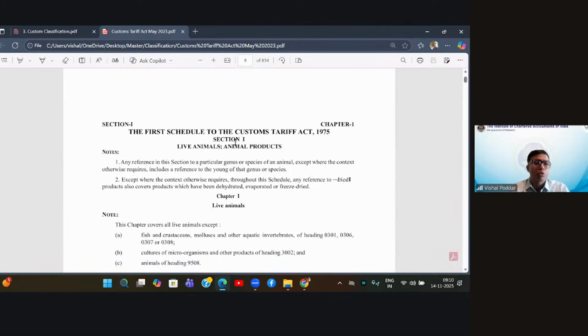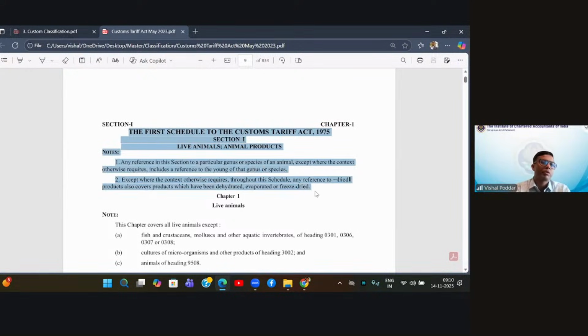Now I was talking about notes. Now see, this is the heading of the section. Heading means the name. Remember these terms. Heading means the name or title. So what is the title given to the section on live animals, animal products? In that you have some notes. Now these are the most important part. Notes. What are these notes for? These notes tell you what will or what will not be covered in this section. So notes given below the name of the section are called section notes.